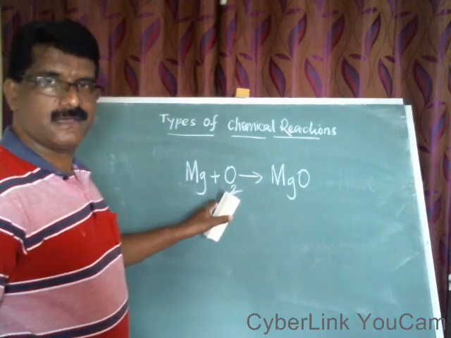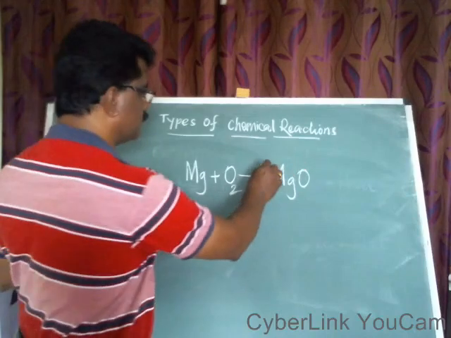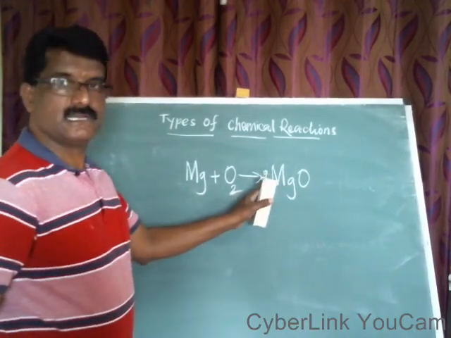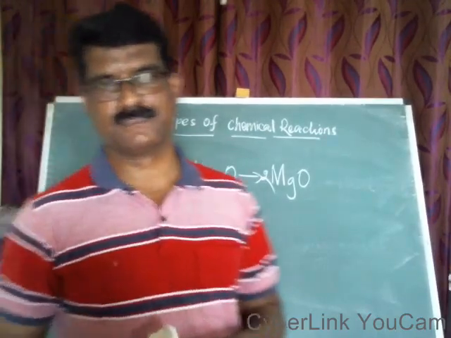How can we balance this? Here 2 oxygen. Yes, so put 2 here and here 2 Mg. Put a number 2 here. Now the equation is balanced.